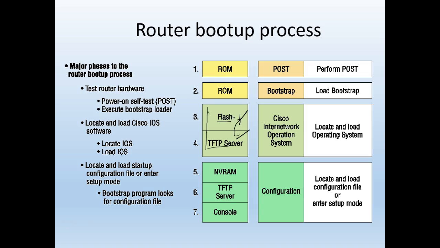It looks for an image in Flash, then it looks for a TFTP server. If it then doesn't find an operating system, it goes into what's called ROM-MON mode, which is the real basic elements of it. You don't really ever want to be there. If you ever get in ROM-MON mode, it means there's something really drastically wrong with the router.